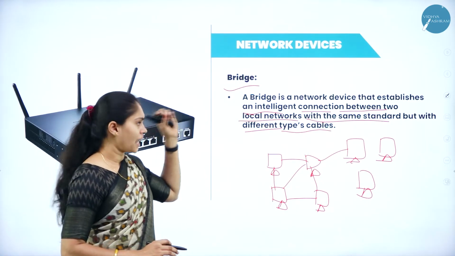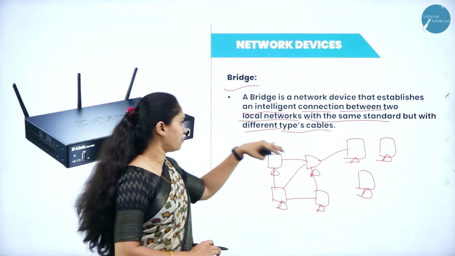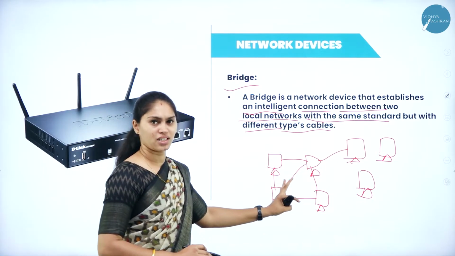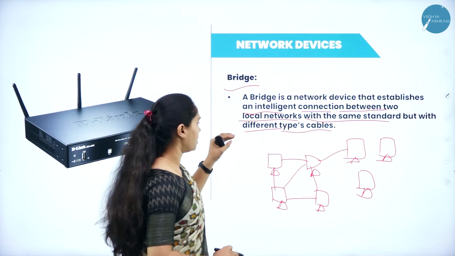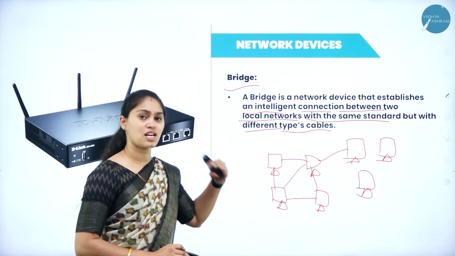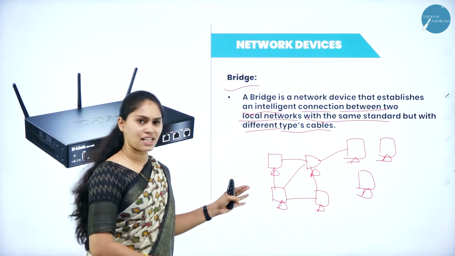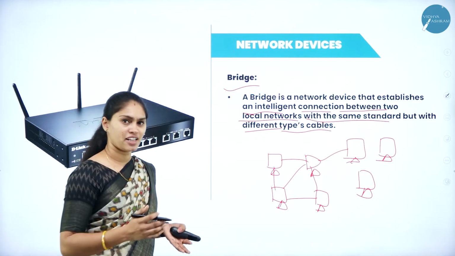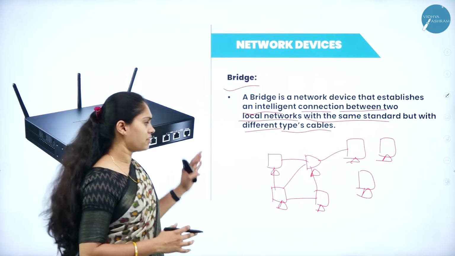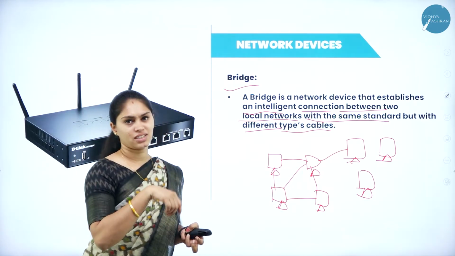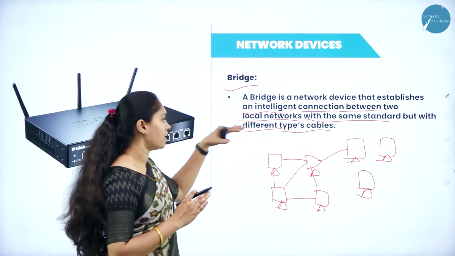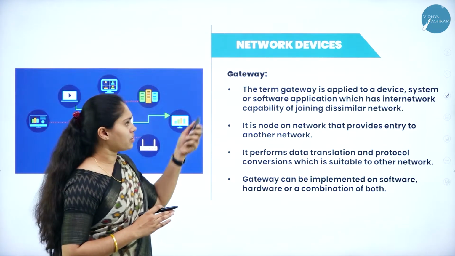It is going to establish an intelligent connection between the local networks, with some of the standard and with different cables. So we can use coaxial cable, twisted pair cable. By using different kinds of cable, I can have a dedicated channel, I can have packet switching. Everything is possible only within the particular local networks. So then what about this gateway?